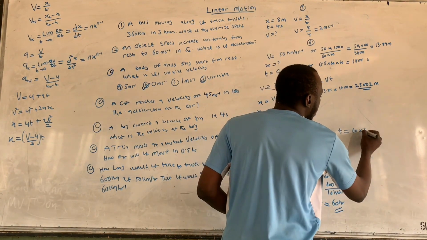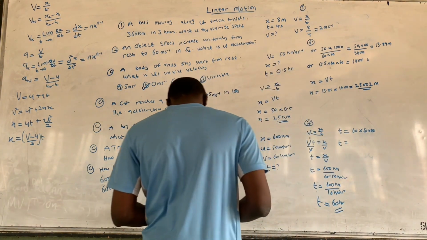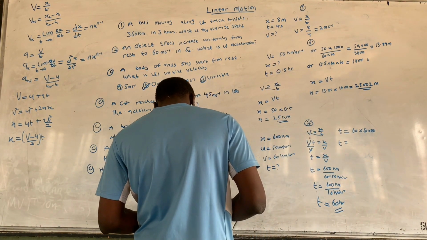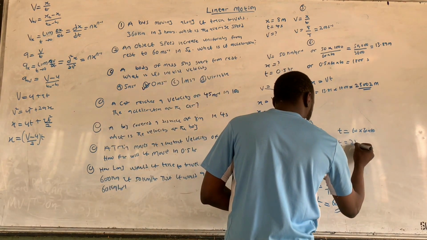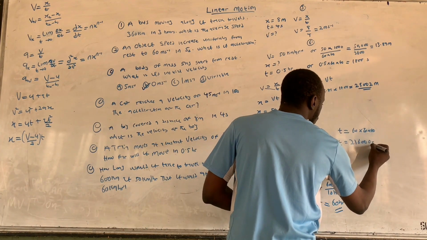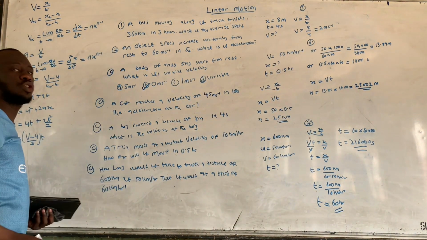Back to seconds, we have times 60 times 60. Our T here equals 60 times 3,600, which equals 216,000 seconds. Now this is the solution of all these questions.